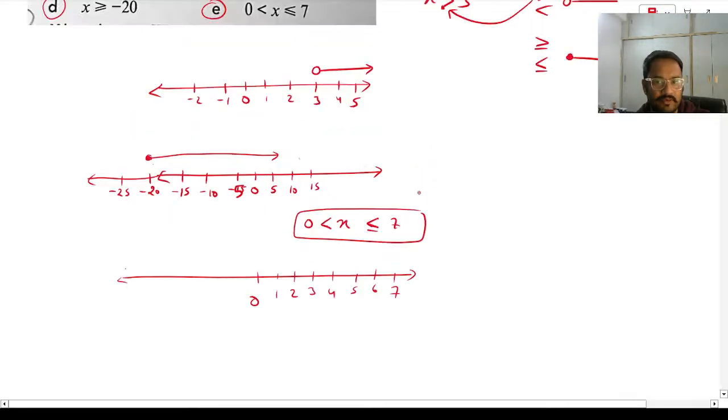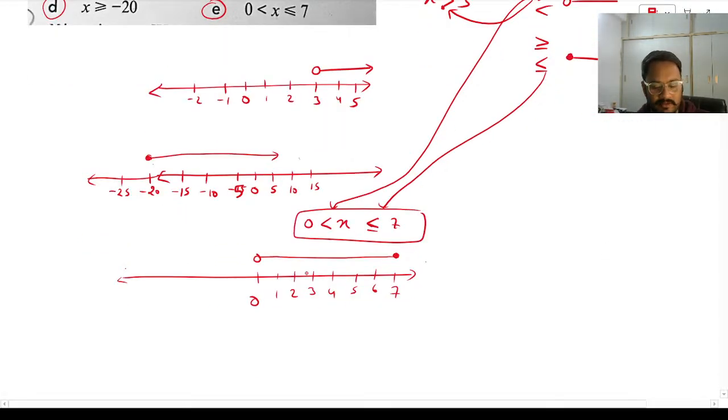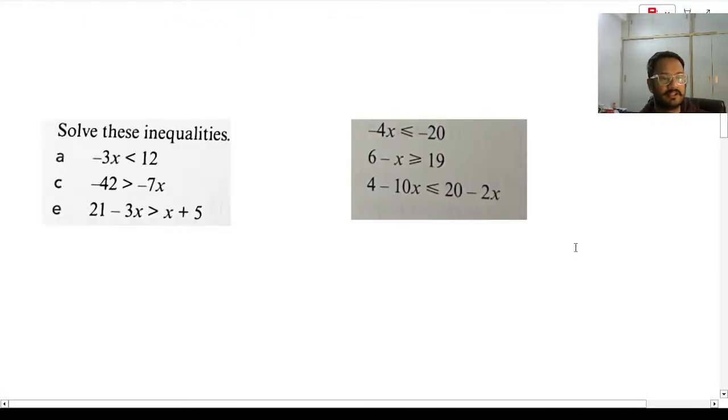Now for less than or equal to, you know that we'll use this sign, and for strictly greater than, we'll use this sign. So in that case, we will draw 0 like this and 7 like this, and then we can join them together like this. So this is how to solve an inequality on a number line. So this is our answer. You got the idea. Now let's solve this type of inequalities.